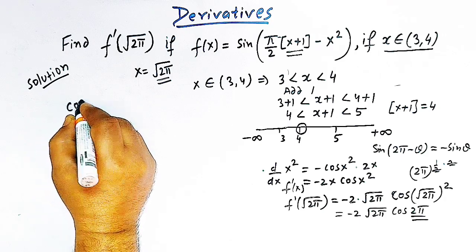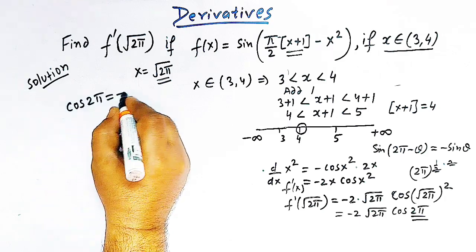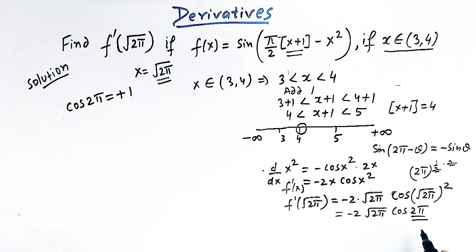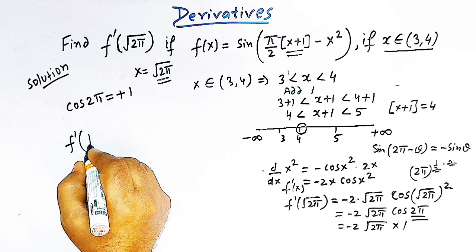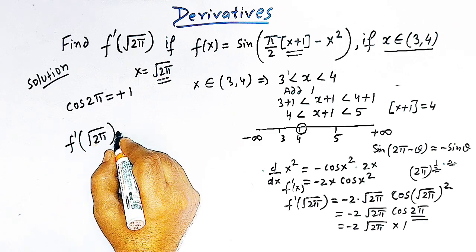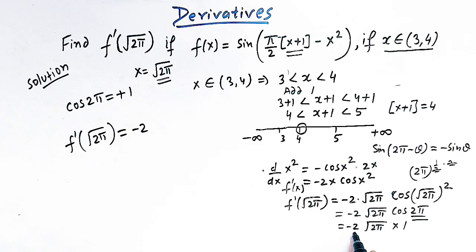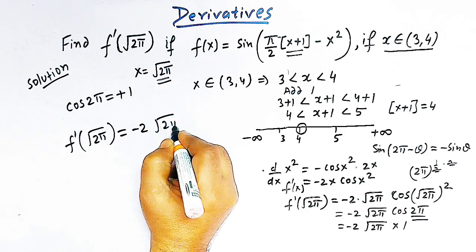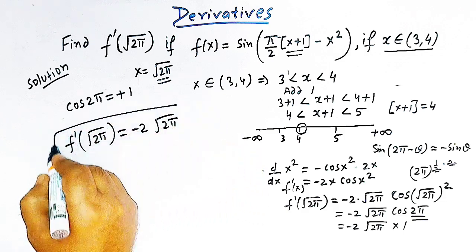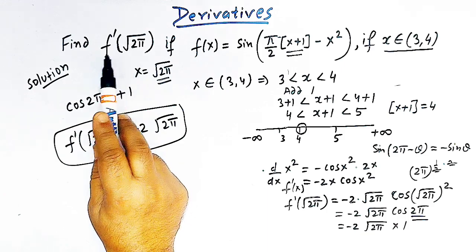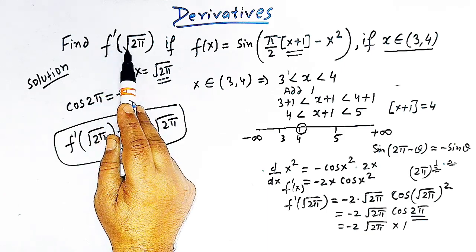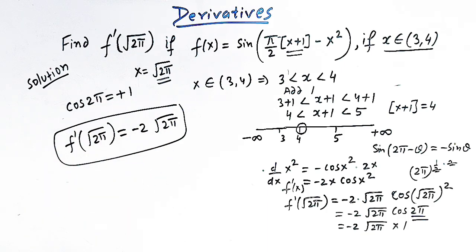Now from trigonometry we know that cos 2 pi is equal to plus 1. So here we have now minus 2 times square root of 2 pi times 1. Cos 2 pi is plus 1. So the value of f prime of square root of 2 pi is given by minus 2 times square root of 2 pi. So this is the value of this expression, that is f prime of square root of 2 pi.